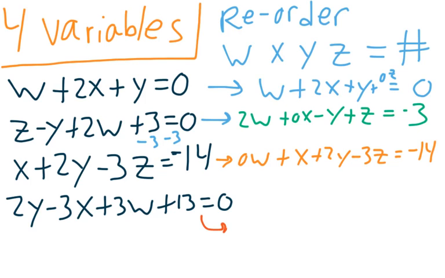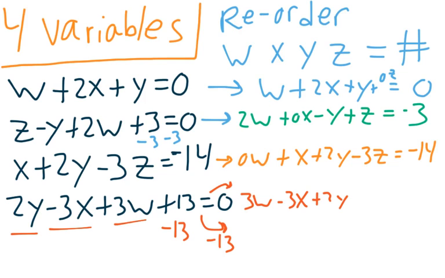And the last one, I want the numbers on the other side, so minus 13, minus 13. So you can't do this RREF stuff until you get all the equations in order. So I have 3 w's. I have negative 3x's. I have positive 2y's. And I have no z's. And together, that's all negative 13.